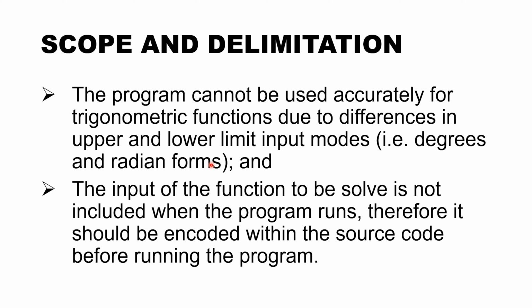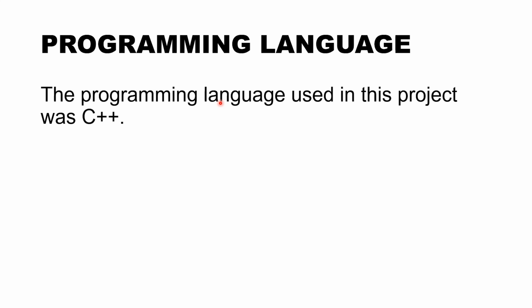Third, the program cannot be used accurately for trigonometric functions due to the differences in the upper and lower limit input modes, such as degrees and radians. Last, the input of the function to be solved is not included when the program runs. Therefore, it should be encoded within the source code before running the program. It is the same programming language that we will be using for Simpson's 3-8 rule, which is C++.